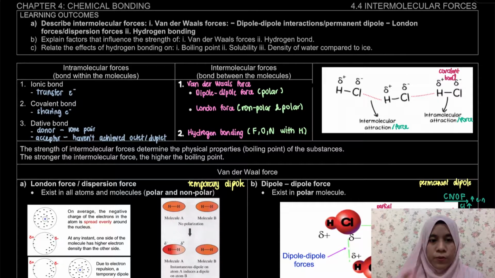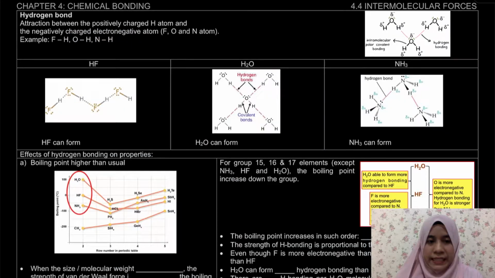In this video, we're going to describe intermolecular forces, which is hydrogen bonding, and then we're going to relate the effects of hydrogen bonding on the boiling point, solubility and density of water compared to ice. And then we're also going to explain factors that influence the strength of hydrogen bond. So on your notes, it will be on page 39.